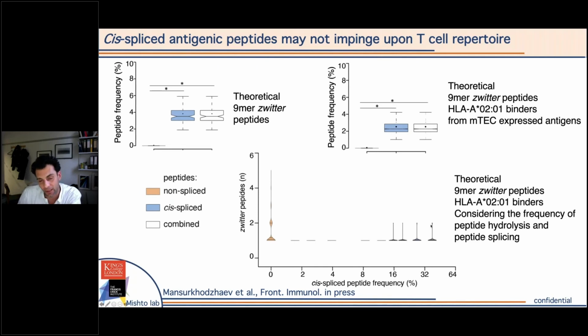This first, very preliminary study, which does not consider many aspects of the antigen processing and presentation pathway, therefore suggests that splice peptide may not impinge upon the T cell repertoire.